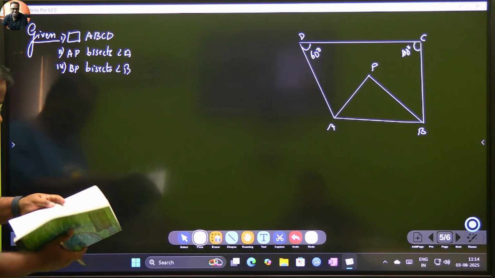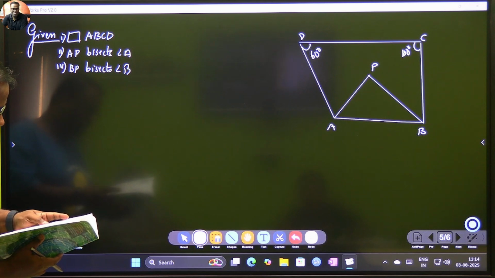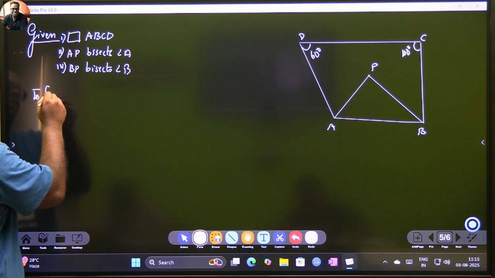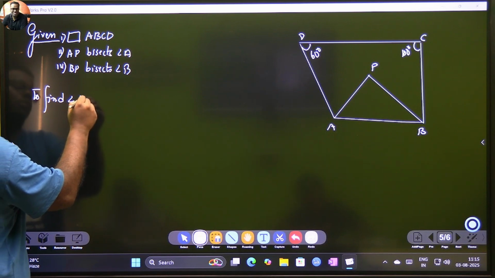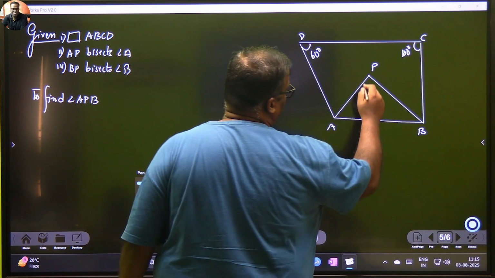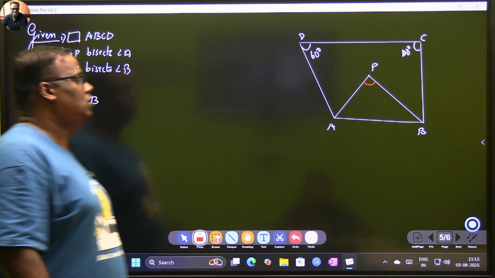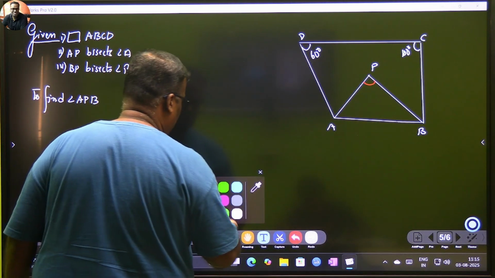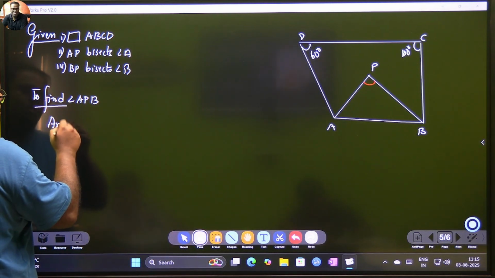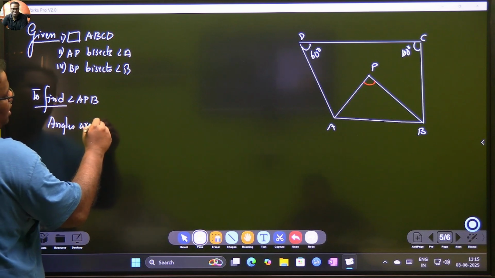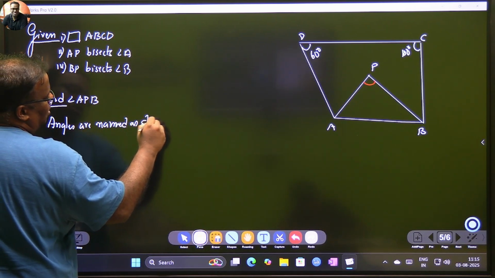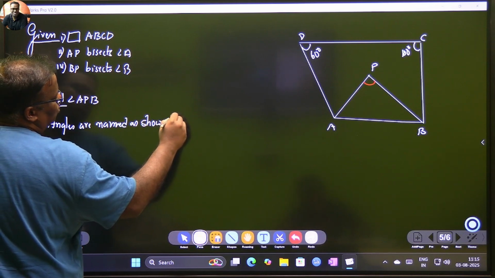Okay, so this is there, and then they will find the measure of angle APB. To find angle APB, first let us mark what is to be found out. APB, this angle is to be found out. That's very easy. So first what we will do is that you can also write one more line, that angles are named as shown in figure. This will make your job easier.